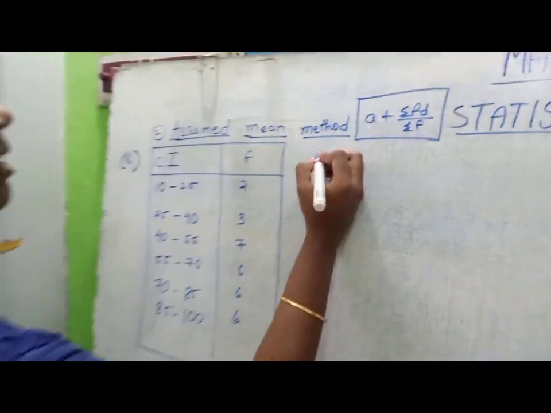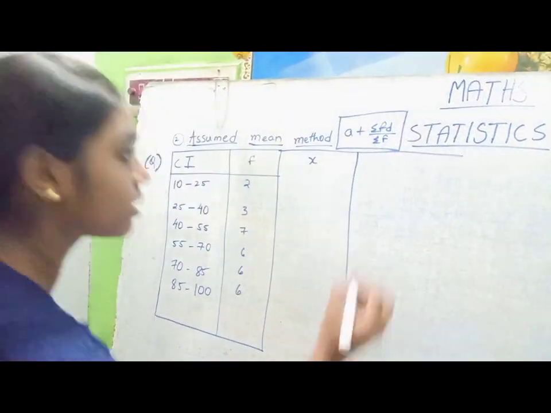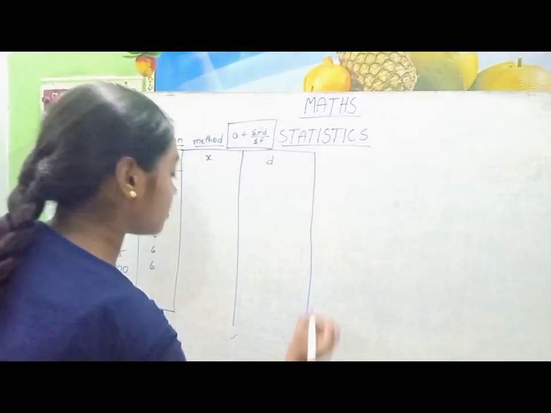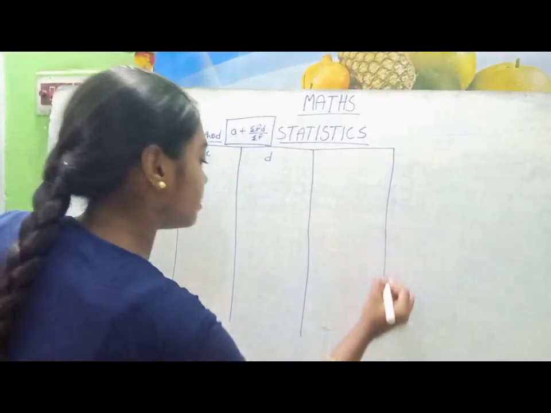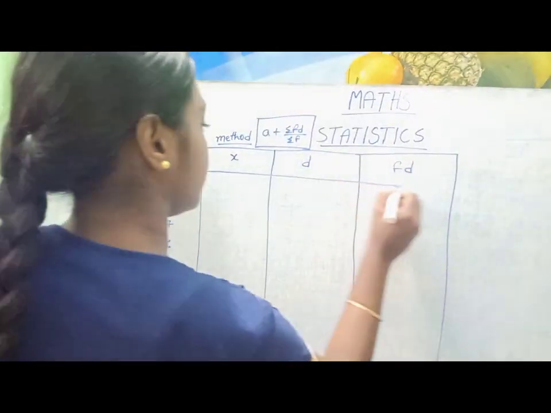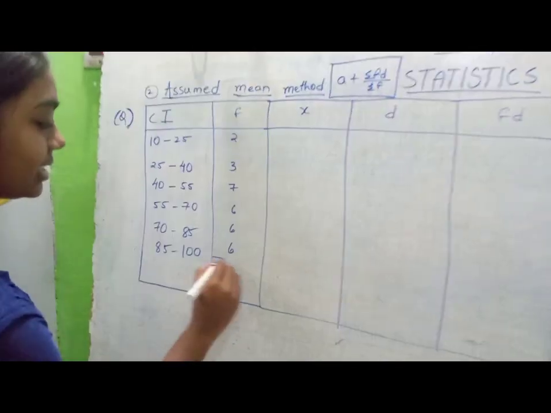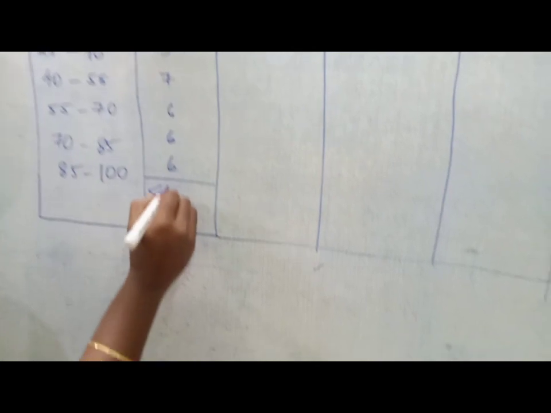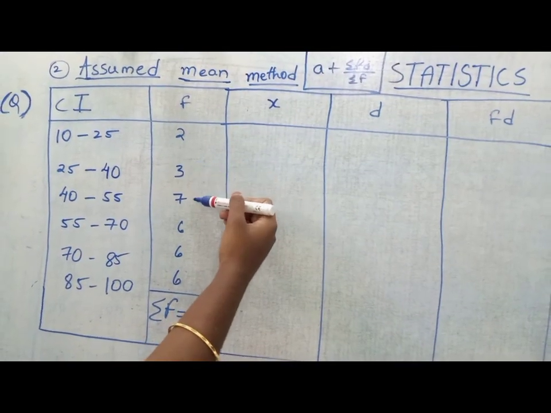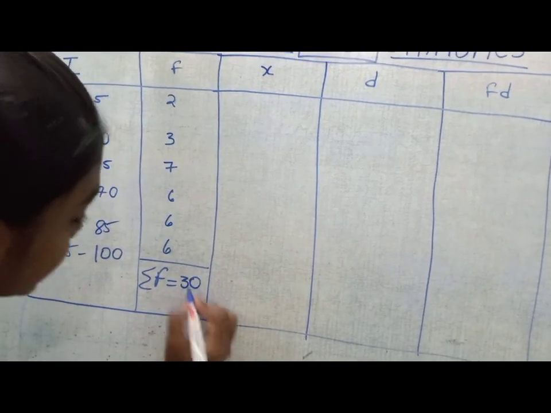Now x, d and fd. 3 extra columns we need to find mean. Now we have to add the frequency and write here. Sigma f is equal to 2 plus 3, 5. 5 plus 7 is 12 and the total frequency is 30.